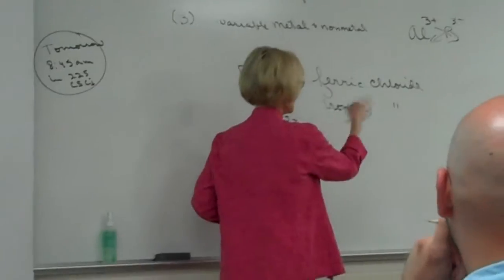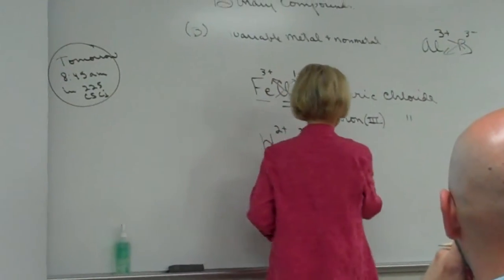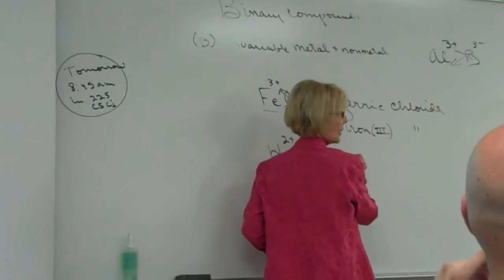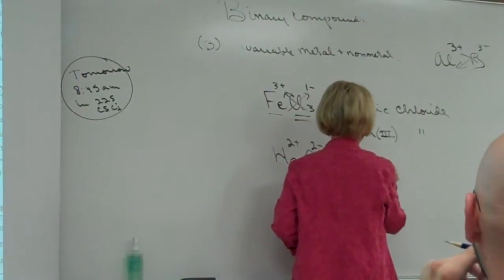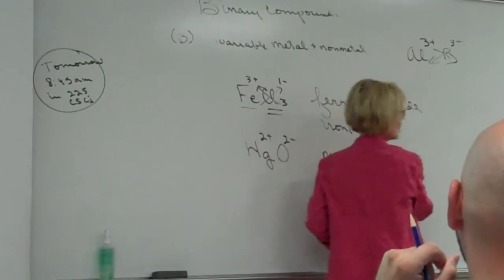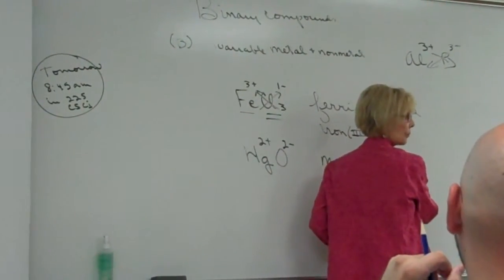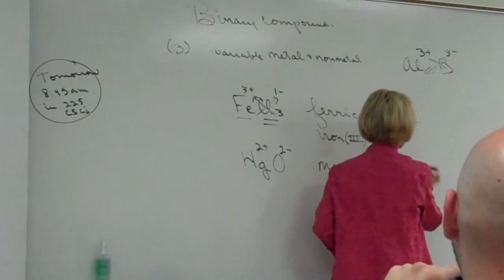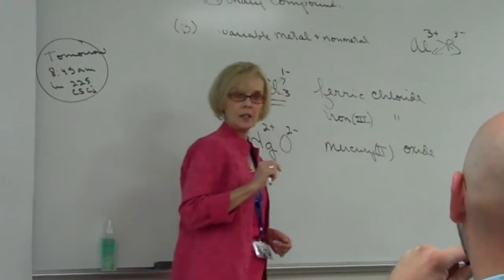So Sarah, take it either way you want. Mercury, would it be like mercury 2 oxide? Mercury 2. Tell me more. Oxide? Oxide. Because it is binary, we still have that IDE ending.